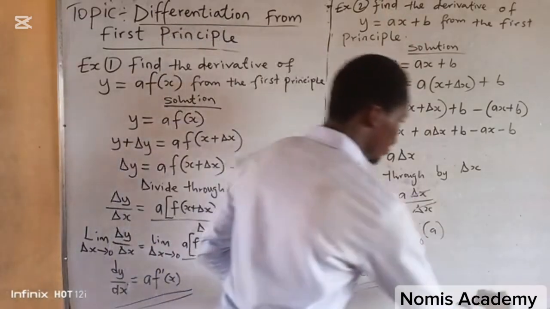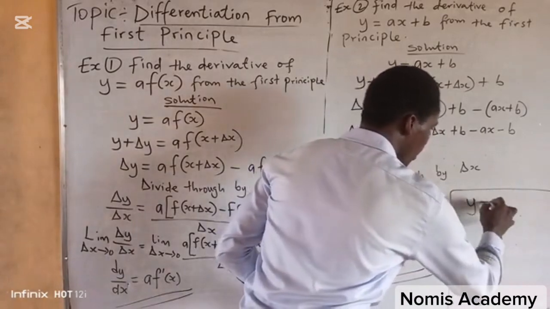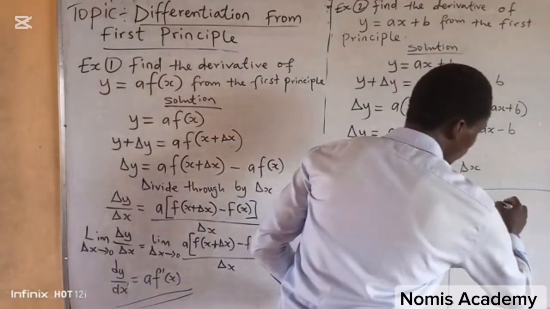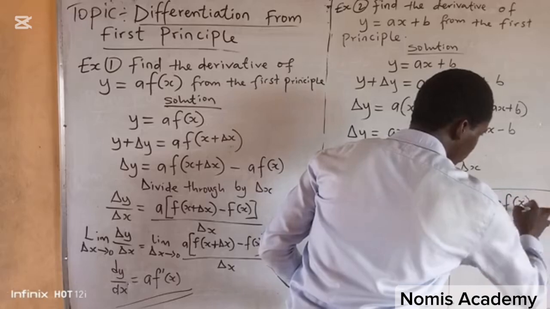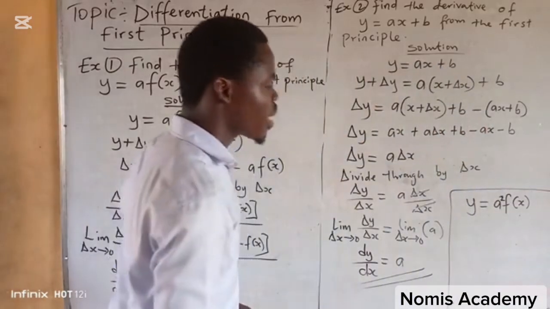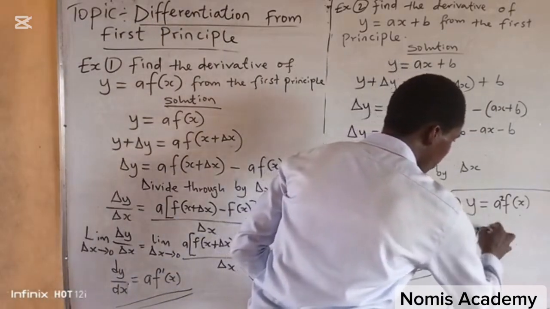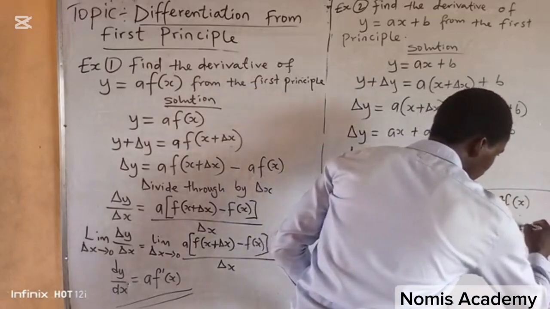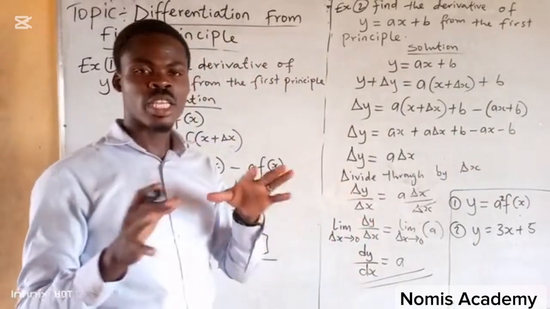Alright, take this as your assignment. Find the derivative of y equal to a square of f of x, and y equal to 3x plus 5. Do this and share your answer in the comment section.